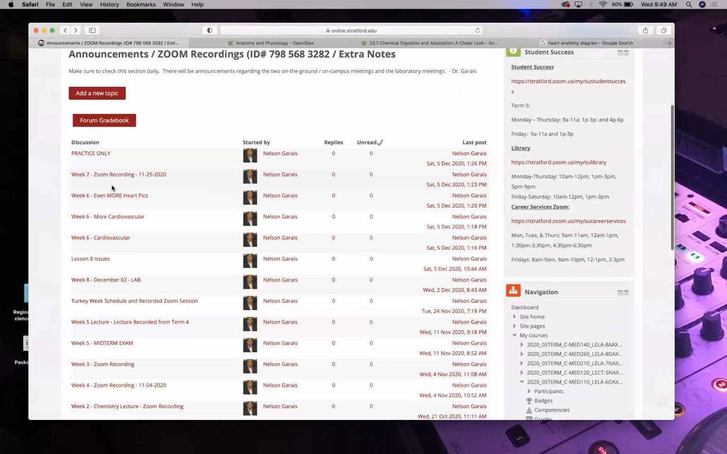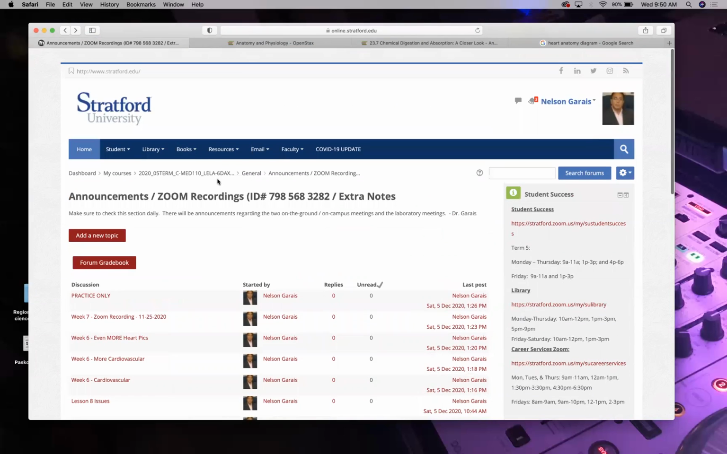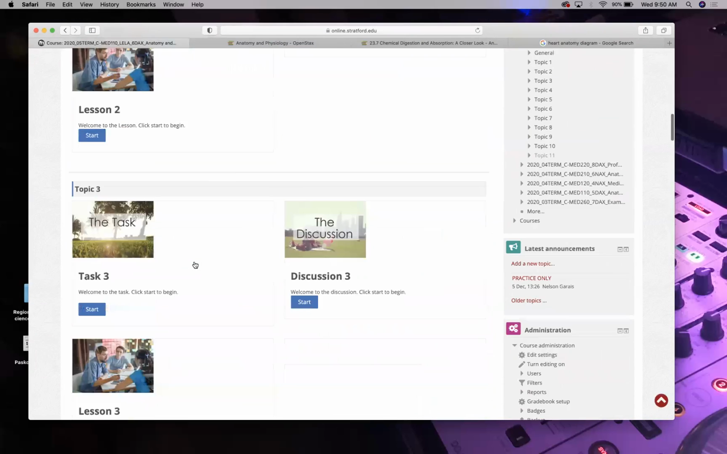So the heart is a big, big topic. And the big thing for cardiovascular, since we also had a lab using that big heart, that should be a high yield topic. So definitely look at that.